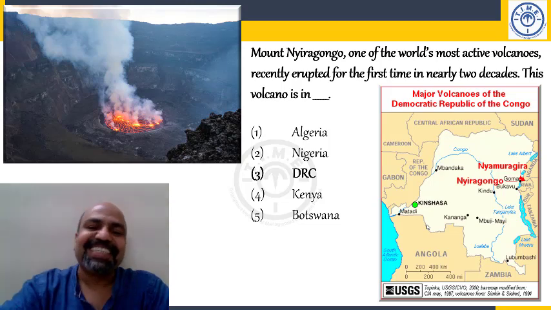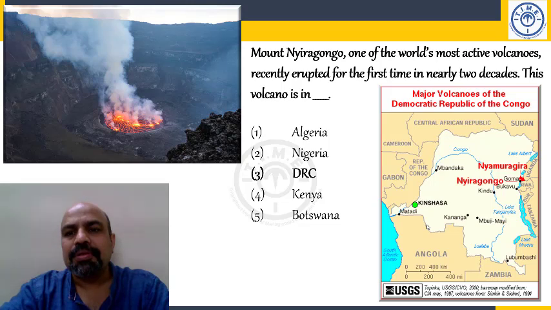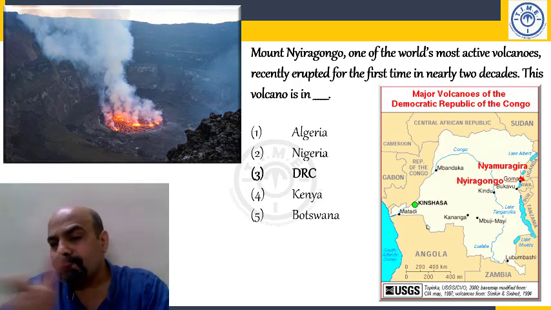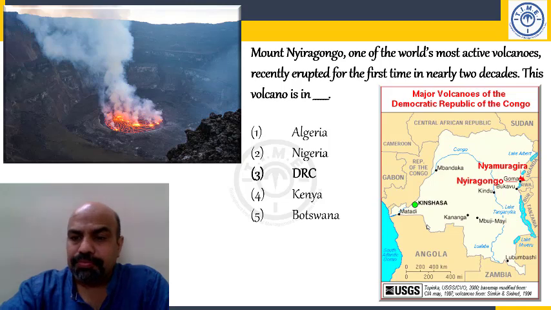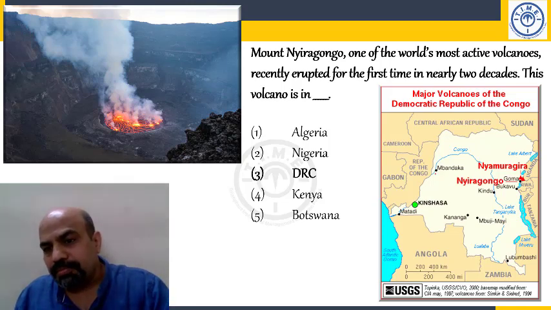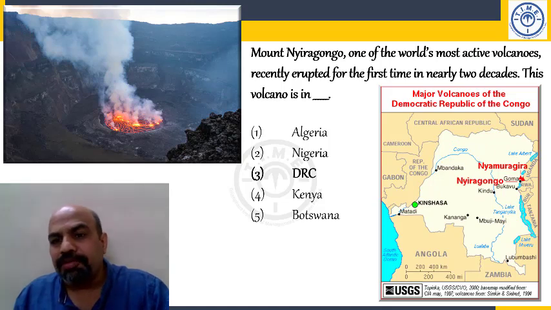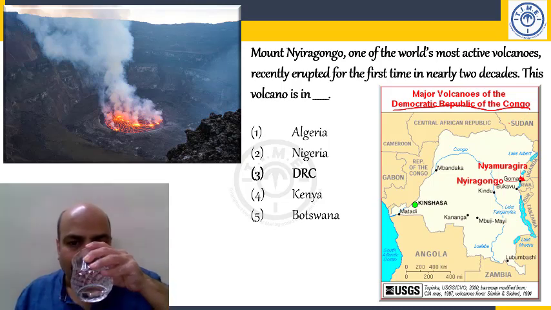Usual stuff now. Mount Nyiragongo, one of the world's most active volcanoes, recently erupted for the first time in nearly 2 decades. This is in, you see that place? DRC, the Democratic Republic of Congo. See, the funny thing is, if you look at this, within the country the name is not given, but the name is given at the top. The Democratic Republic of Congo.